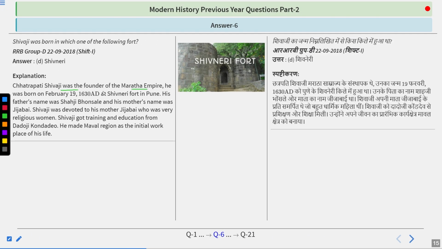Chhatrapati Shivaji Maharaj was the founder of the Maratha Empire. He was born on 19th of February 1630 at Shivneri Fort in Pune. His father's name was Shahaji Bhosle and his mother's name was Jijabai. Shivaji was devoted to his mother Jijabai, who was a very religious woman. Shivaji got training and education from Dadaji Konde, and he made naval regions the initial workplace of his life. So do remember, Shivneri Fort was the place where the great Shivaji Maharaj was born. Remember, he is the father of the Indian Navy as well.